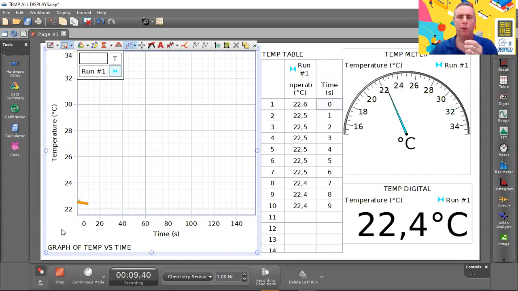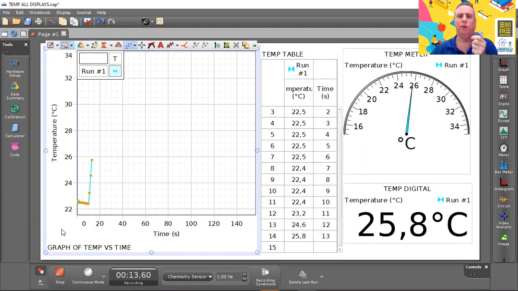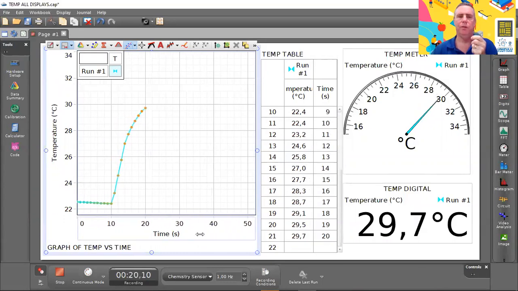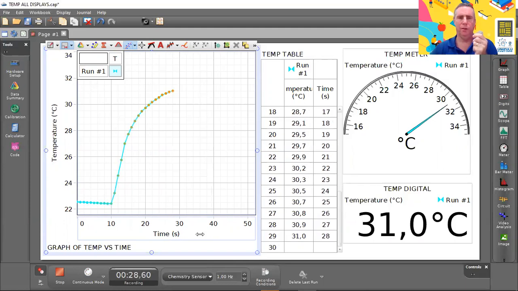And if I hold the thermometer in my hand to warm it up, can you see immediately the graph shows us so nicely how the temperature is increasing. And you can see that increase on the graph is very, very clear to see. So we'll just allow it to warm up to about 30 seconds. And then at 30 seconds, I'm going to release it and just allow it to cool naturally.